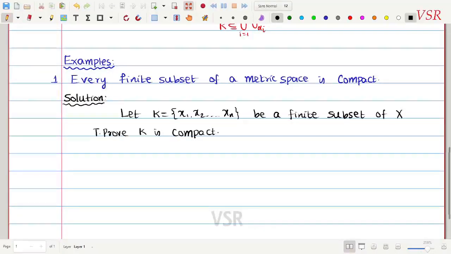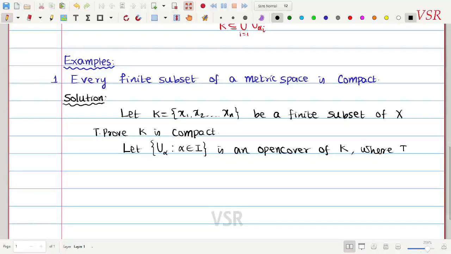அப்போ என்ன பண்ணனும், you take any open cover for your capital K. Okay, so let U alpha, such that alpha belongs to some I, is an open cover of உங்களுடைய K உடைய open cover, where capital I is an index set.